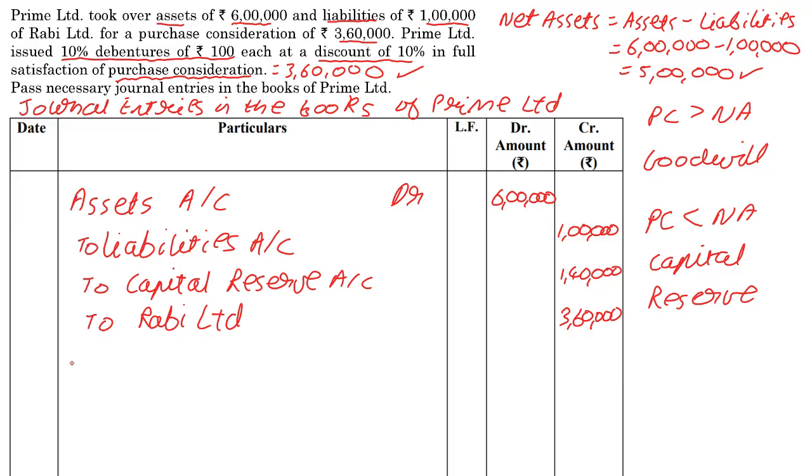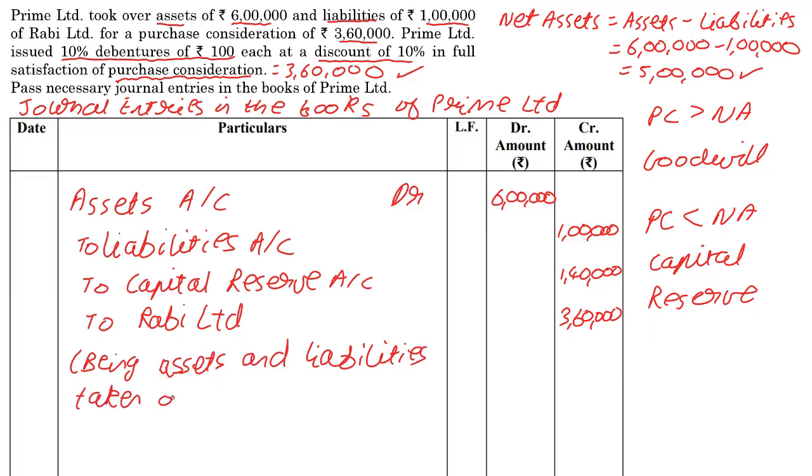So, you're right. Okay, being assets and liabilities taken over from Ravi Limited.